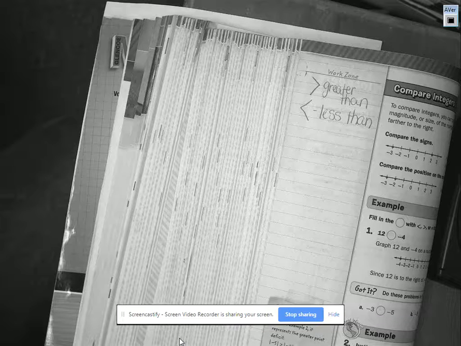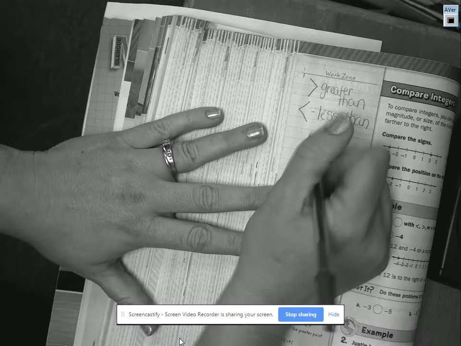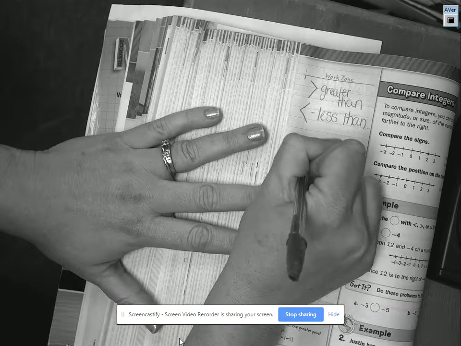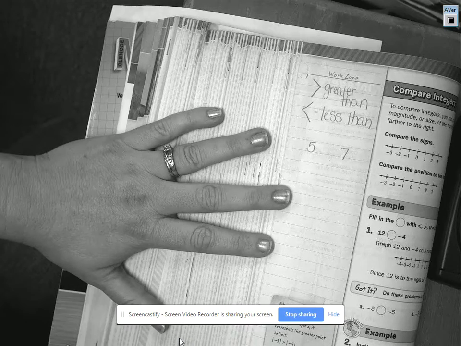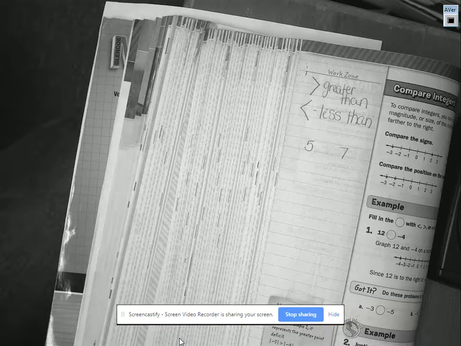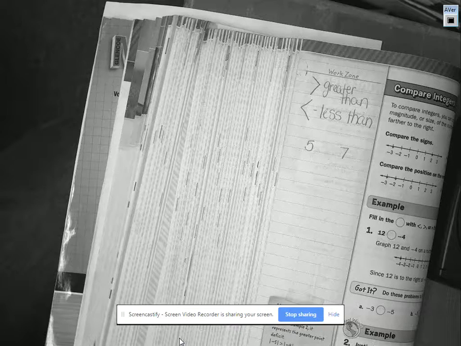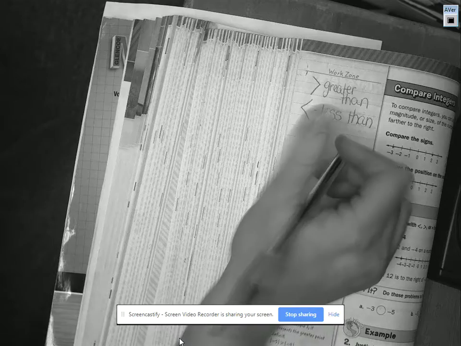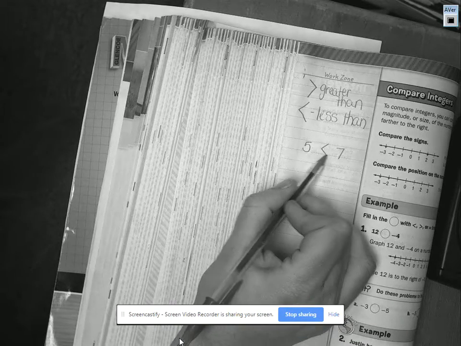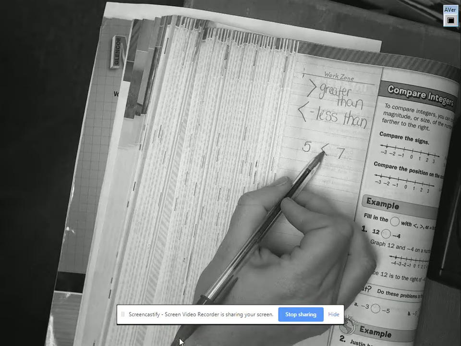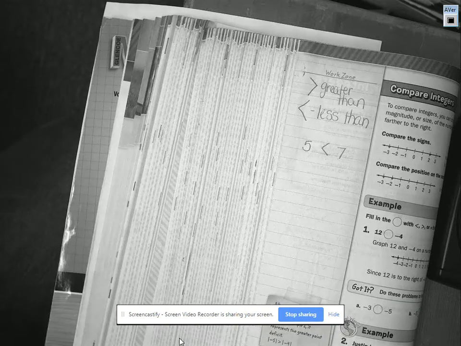Okay, now, if I'm going to compare a positive compared to a positive, something like 5 and 7, go ahead and pause the video for a moment. Okay, hopefully you knew that 7 is greater than 5, or I would read this as 5 is less than 7. So the opening here would be towards the 7.